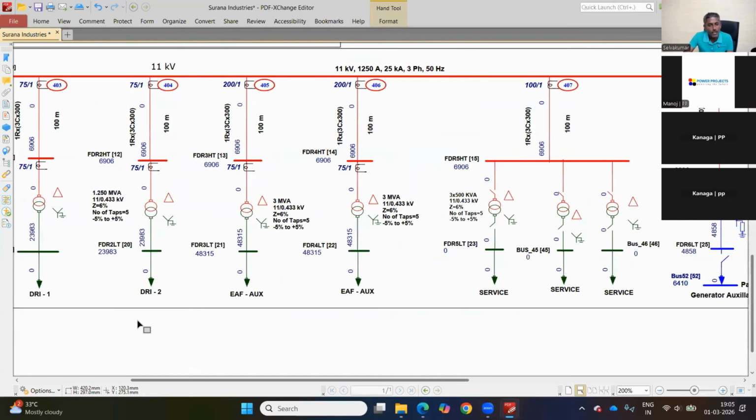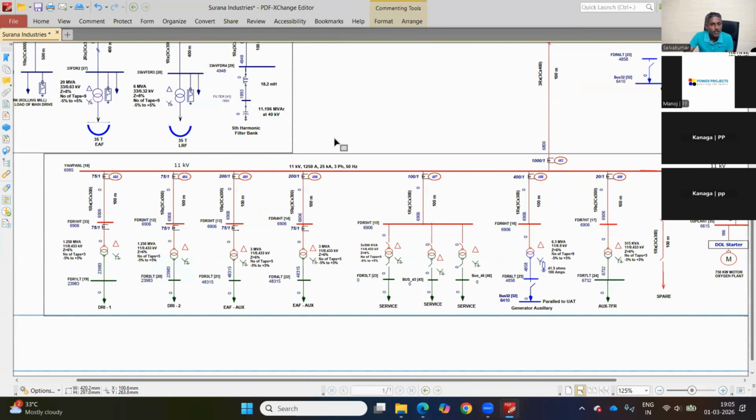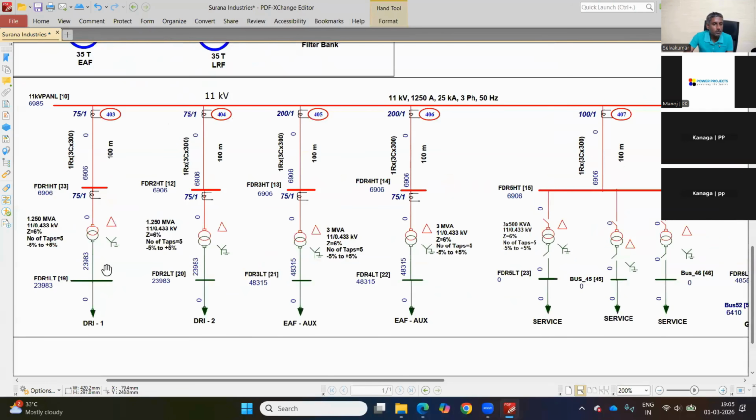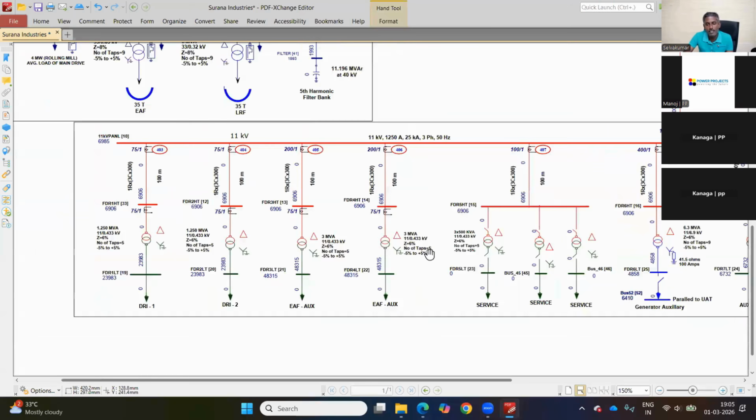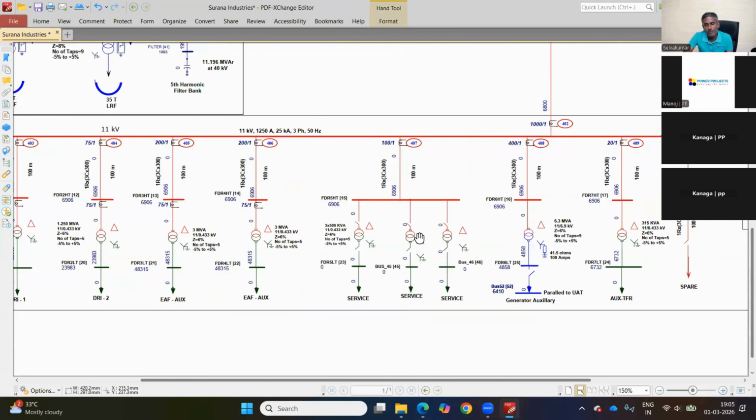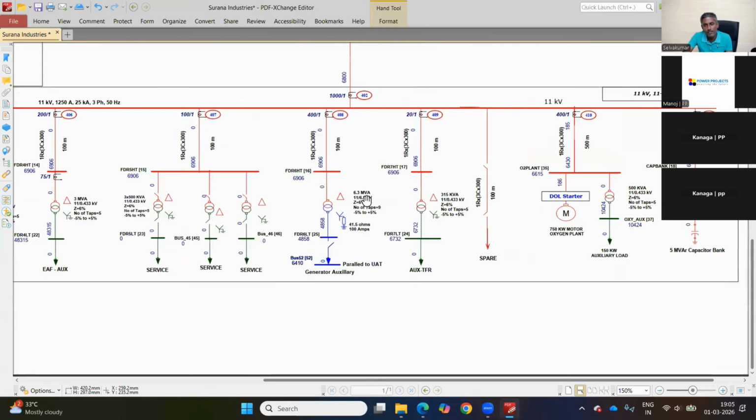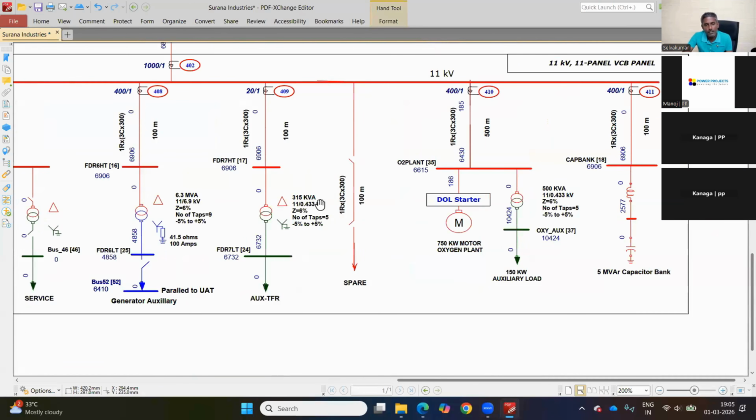Apart from that, the system has multiple auxiliary systems. You can see 1.25 MVA, two numbers, and 3 MVA, again for the electric arc furnace auxiliary. Some service transformers, three numbers of 500 kVA, and another 315 kVA transformer, a 750 kilowatt motor for the oxygen plant, and some auxiliary loads.